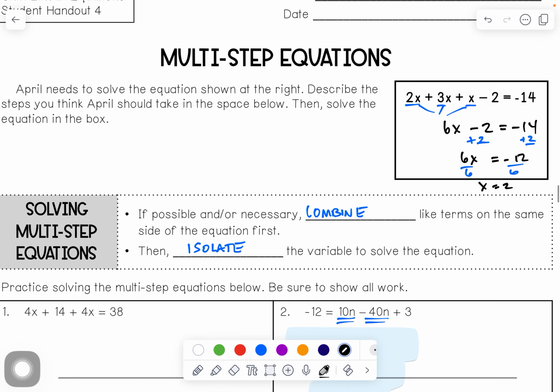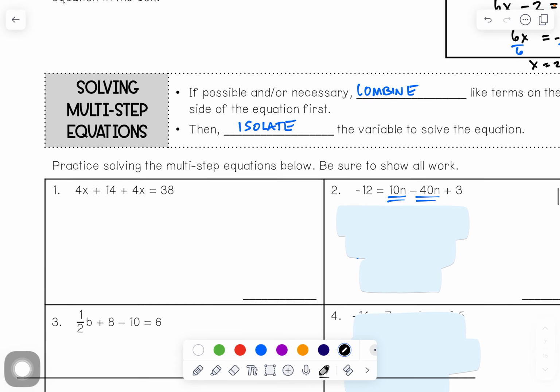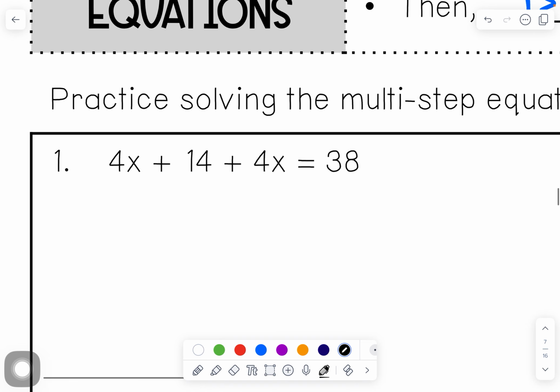Again, solving multi-step equations, you copy down your definitions there. If possible, combine like terms first, and then we're going to take the same steps we did yesterday to solve the equation. Let's try a couple of examples together. All right, and then you'll do some on your own.